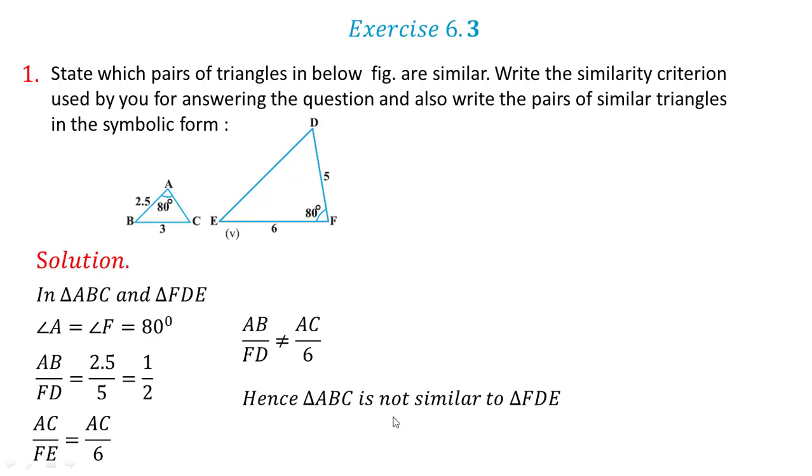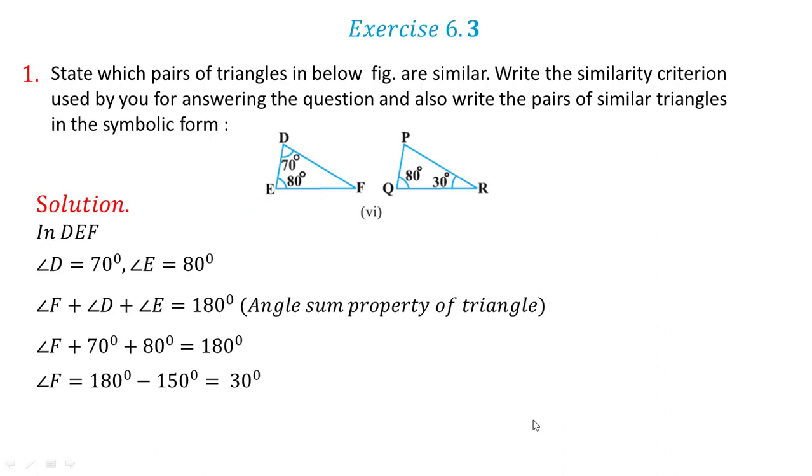So here triangle ABC is not similar to triangle FDE, or I will say that data is insufficient to check whether the triangles are similar or not. It might be possible that AC is also 3. It may be possible that this AC is also 3. But similarity is not justified, so I will say that here the triangles are not similar.